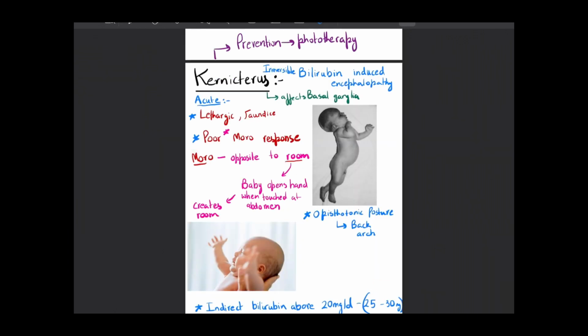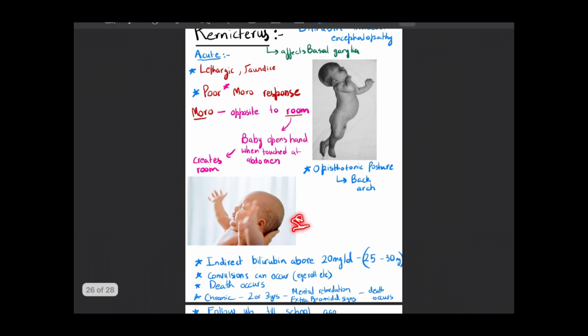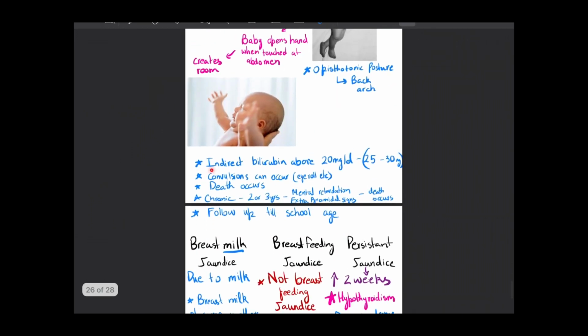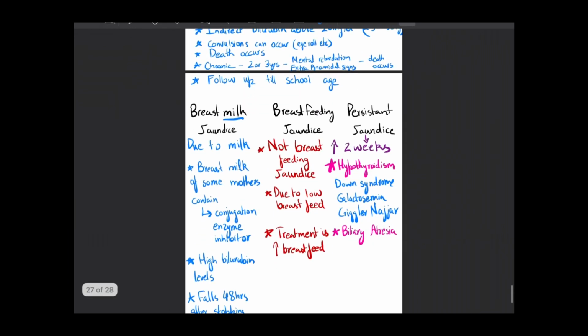Normal Moro reflexes, if you see the word Moro, you reverse it, it becomes room. So baby opens the hand when touched at the abdomen, baby creates the room like this. So this is poor in kernicterus. Indirect bilirubin is raised above 20 mg, either it is at 25 to 30. This can cause kernicterus. Convulsions can occur. Death usually occurs in the baby. If it is chronic, it is 2 to 3 years of age, and it presents with mental retardation or extrapyramidal signs, and death usually occurs in this. Follow-up is until school age.